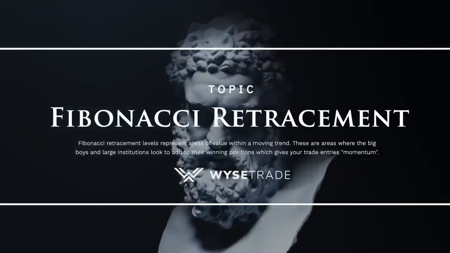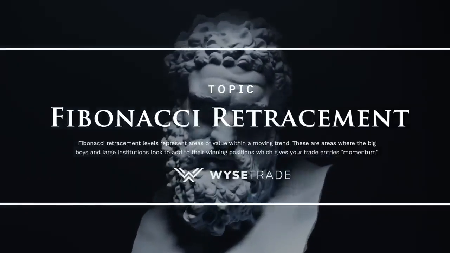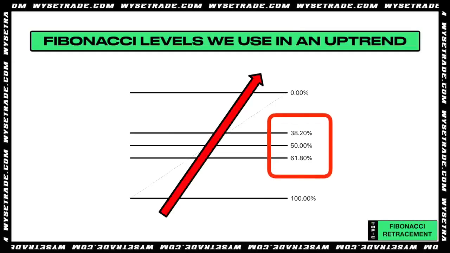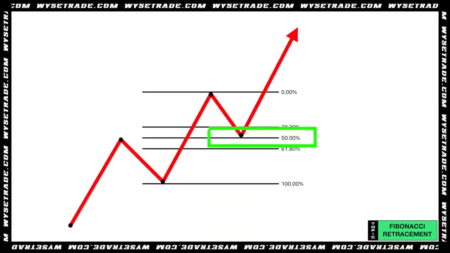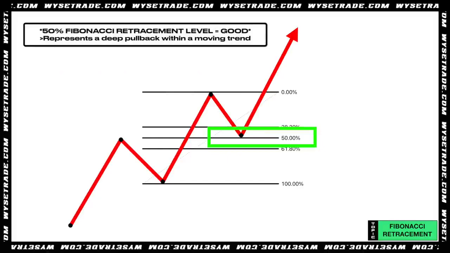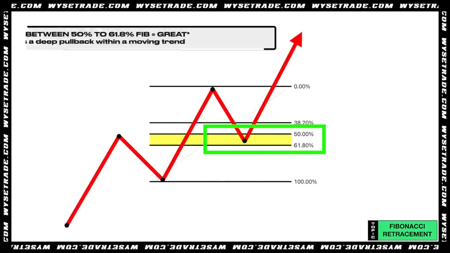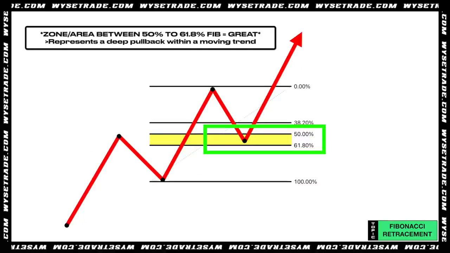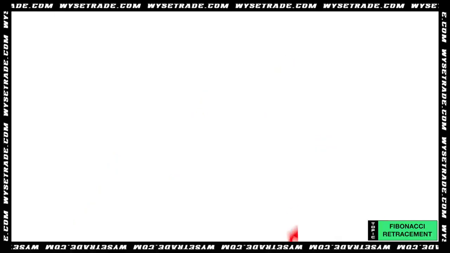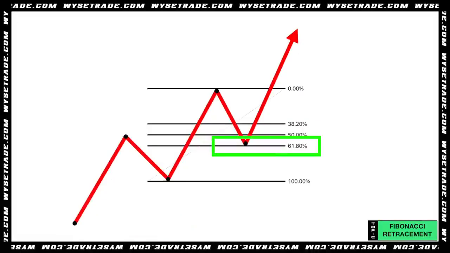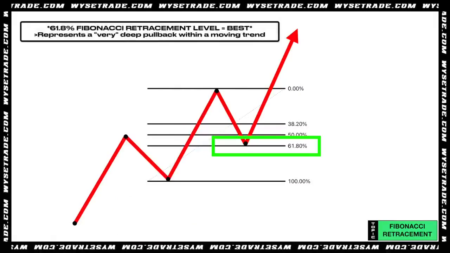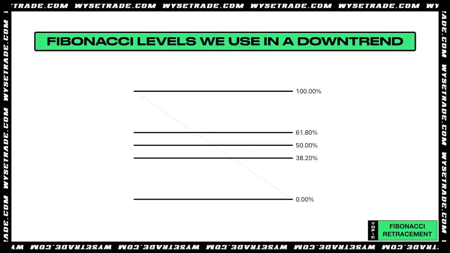Starting with Fibonacci retracement. In an uptrend, these are the Fibonacci levels we look for. First, the 50% Fibonacci level, which is what we call good because it represents a deep pullback within a moving trend. Next is the zone and area between 50% Fib and 61.8% Fib, which is what we call great because it represents a deep pullback within a moving trend. Then we have the 61.8% Fibonacci level, which is what we call best because it represents a very deep pullback within a moving trend. In the opposite direction, in a downtrend, the same thing.